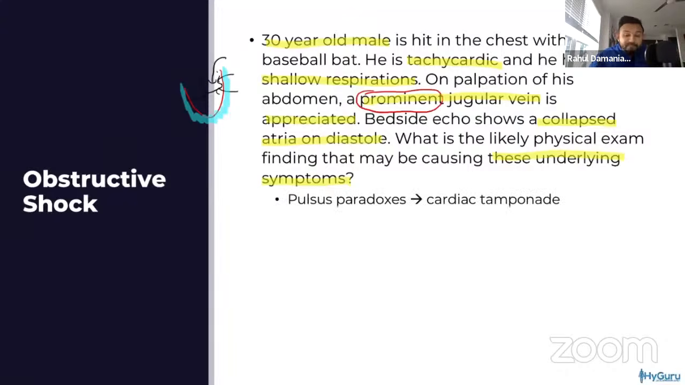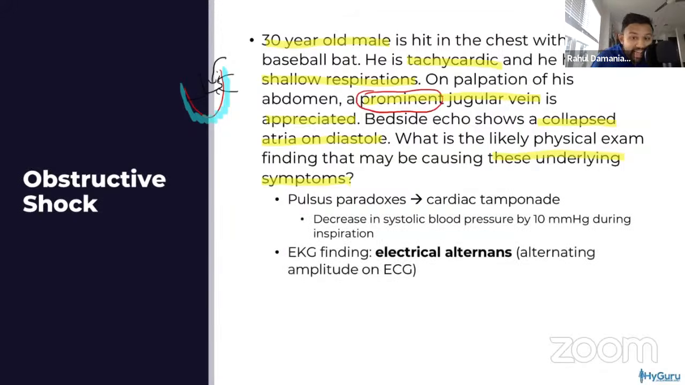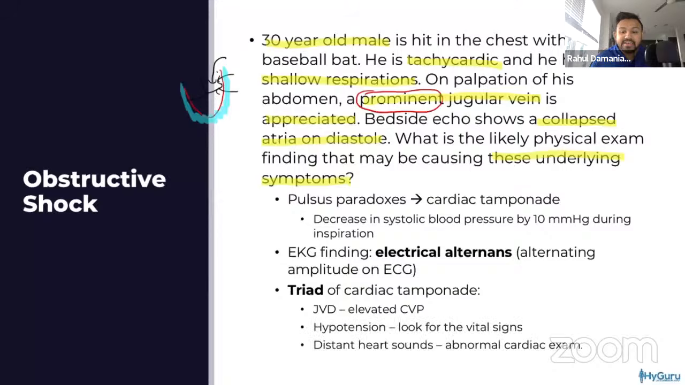So the physical exam finding that you can see in cardiac tamponade is pulsus paradoxus. Pulsus paradoxus is an exaggerated decrease of your blood pressure when the patient is inspiring. Cardiac tamponade is going to have an EKG finding of electrical alternans, and that is this alternating amplitude of the QRS complexes, especially on the EKG. Watch for this EKG that shows up on exams. So the triad of cardiac tamponade is going to be JVD, hypotension, and distant heart sounds.